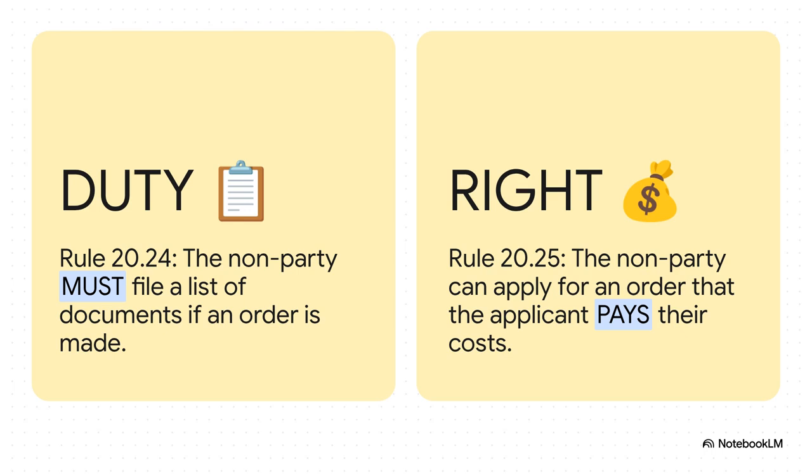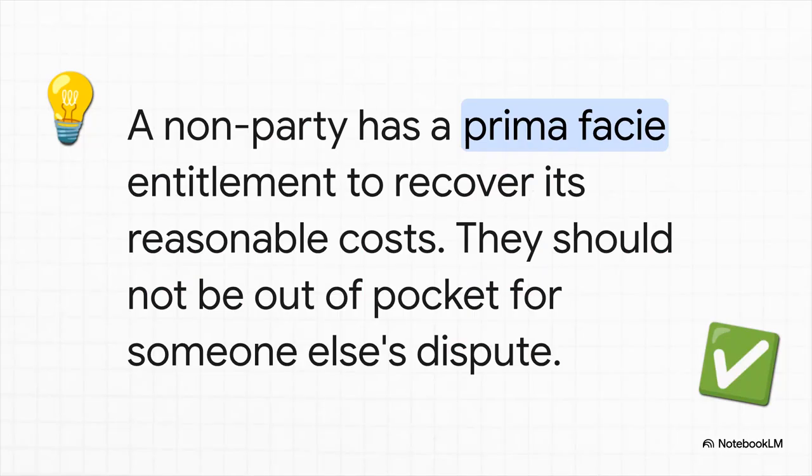But on the other side, you have Rule 20.25, which gives them a massive right. They can go to the court and ask for an order, making you pay for all their costs and expenses. This is a point you have to commit to memory. Remember Rule 20.25. A non-party has what's called a prima facie entitlement to get their reasonable costs back. That just means, on the face of it, the court's default position is that an innocent third party should not have to pay a single cent to get involved in someone else's lawsuit.